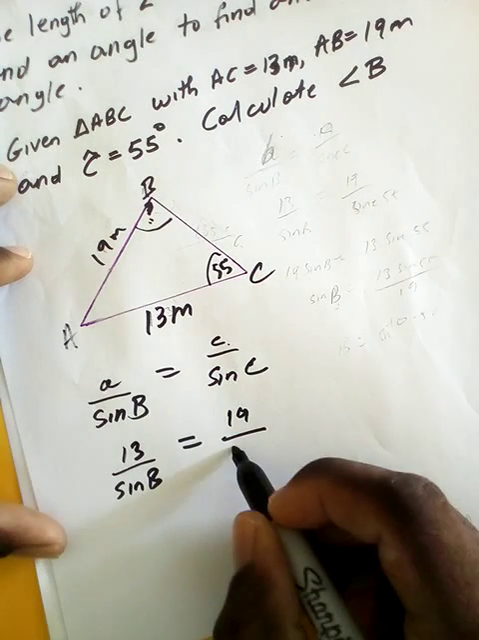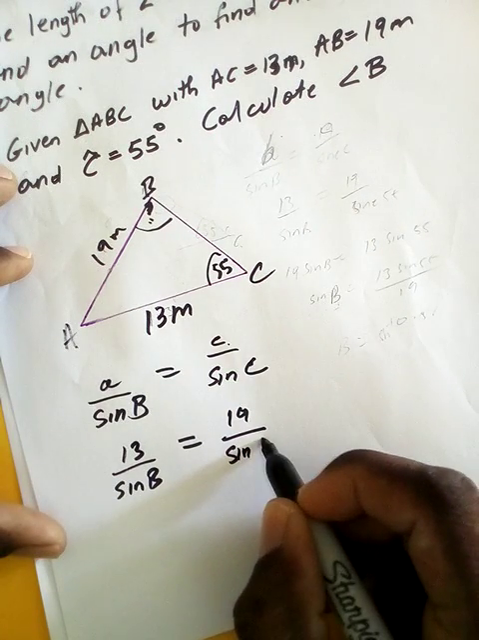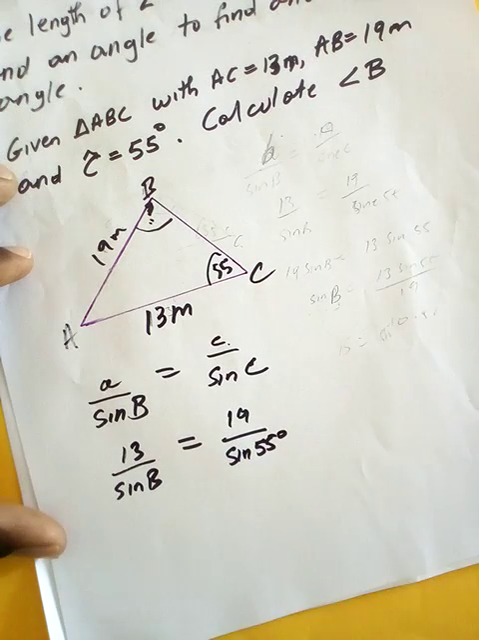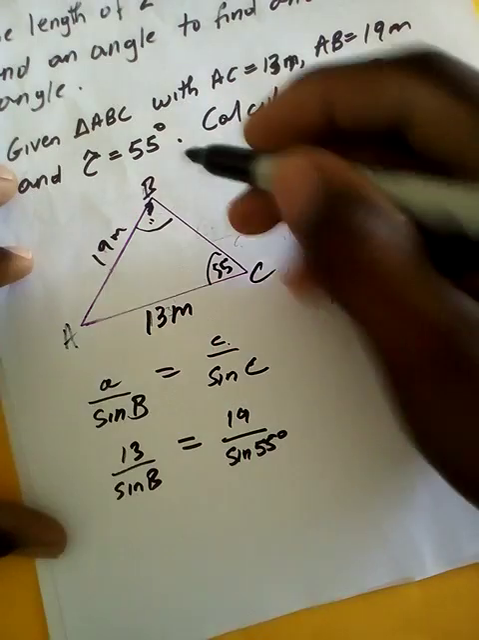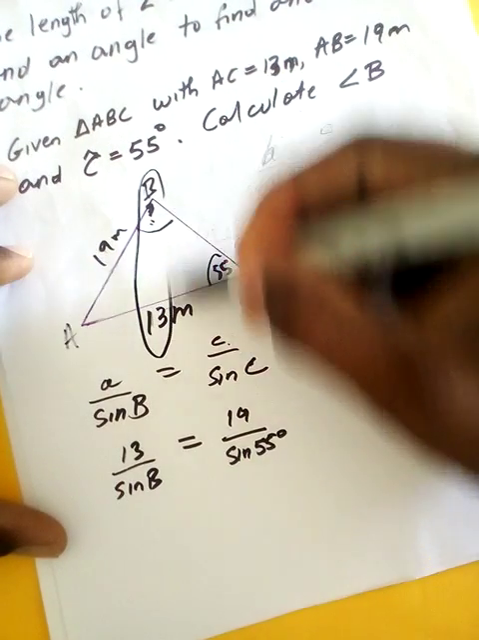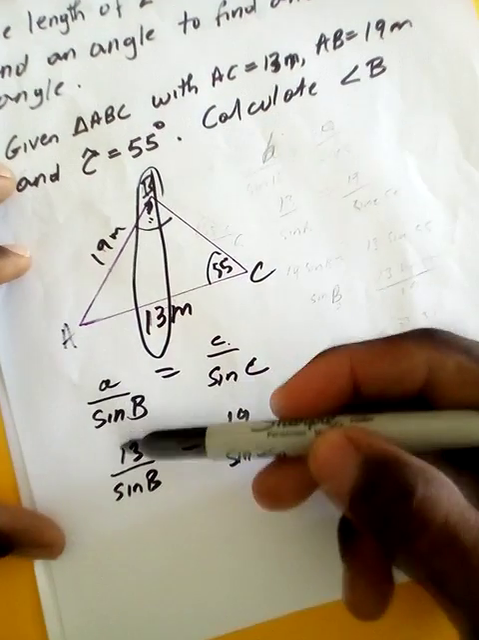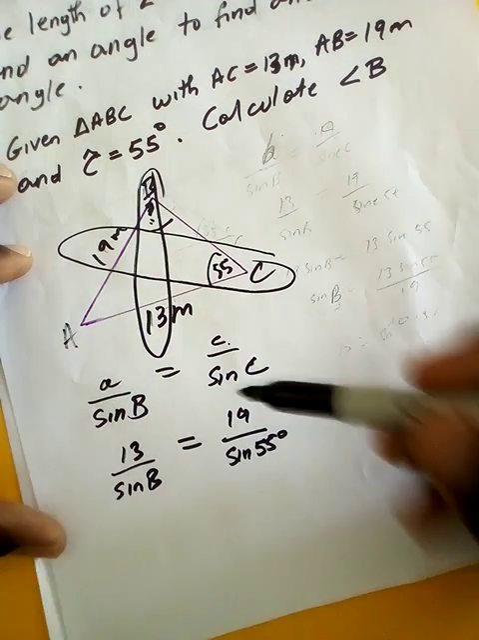What is sine of C? So sine 55 degrees. So there's a relationship between this and this, so that's why we have it as a fraction, and there's a relationship between this and this, so we have it here as a fraction.